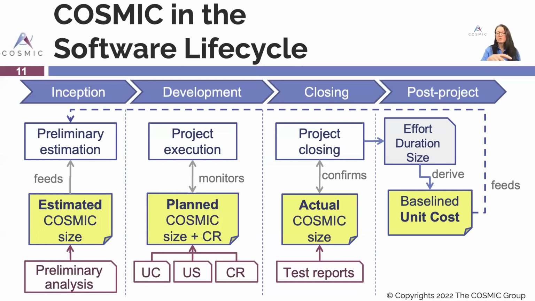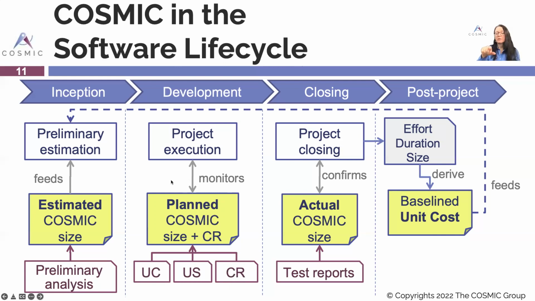Now, once we start the project execution and we have functional processes described in the functional user requirements, whether in the form of use cases, user stories, or change requests for maintenance, then we have a COSMIC size, which includes the planned one at first, plus the change requests that may happen during the course of the development phase or project execution, but we monitor that size throughout the project.